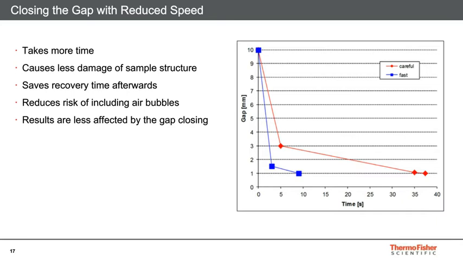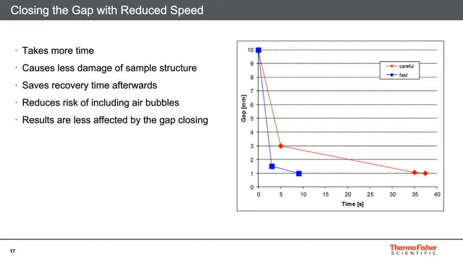And so when closing the gap with reduced speed, we understand it takes more time, and a lot of times in the lab, time is of the essence. Depicted on the right is a graph showing the gap height and the actual time it takes to close the gap. So in blue, you can close the gap fast. You're going to load your sample at 10 millimeters, close the gap rapidly, going from 10 millimeters down to 1 in about 10 seconds. Okay, that's pretty standard. However, we recommend going much slower.